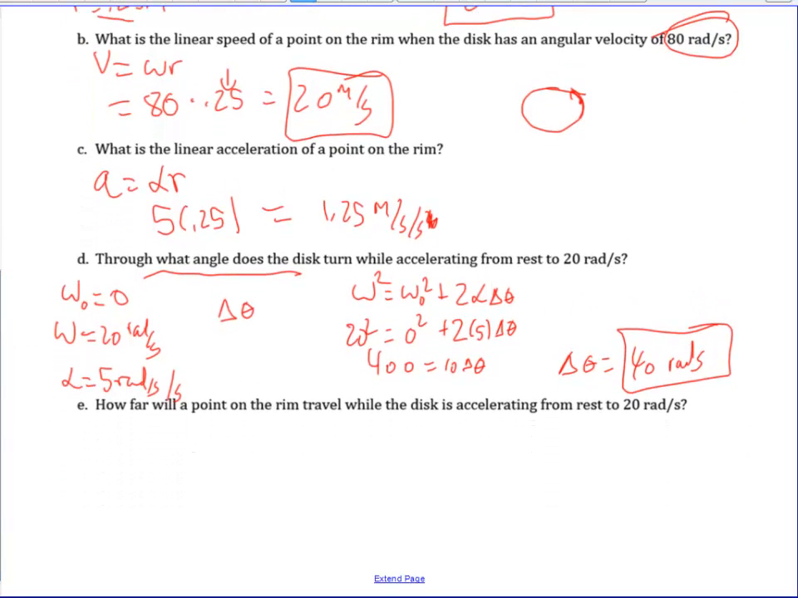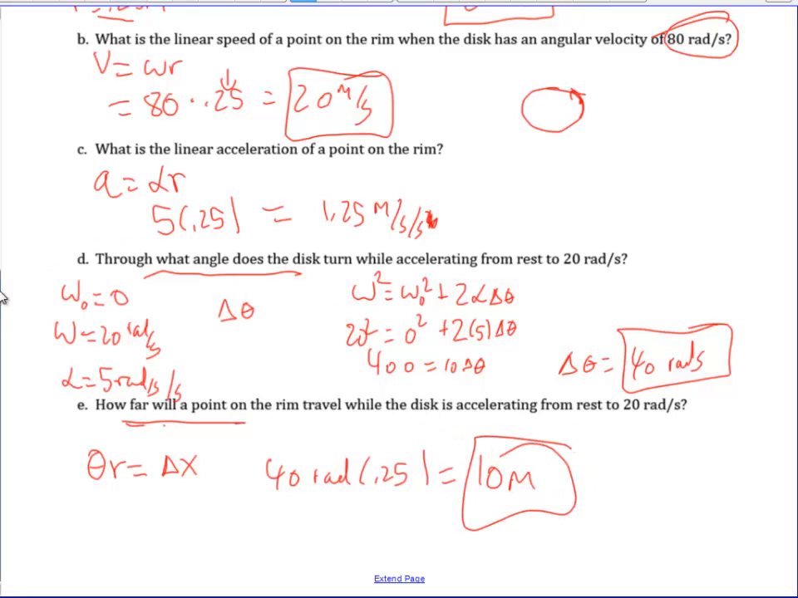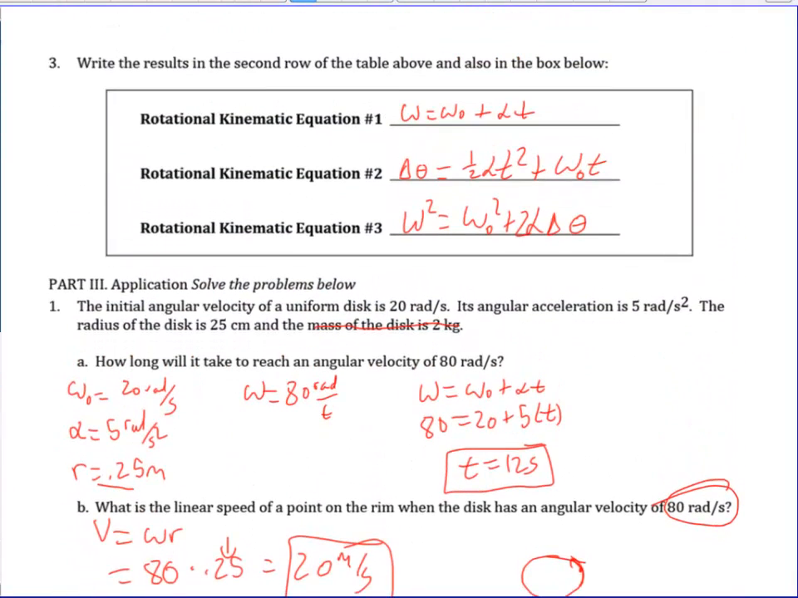How far will a point on the rim travel while the disk is accelerating? Now I actually want to know a linear distance, how far something has gone. Well, since I know theta times r equals arc length, which is really how far it moved, I can just take my 40 radians times the radius, 0.25, and I get a distance of 10 meters. So if we know linear things and angular things, and if we know the radius, we can go from angular things to linear things. So using these equations is pretty straightforward.